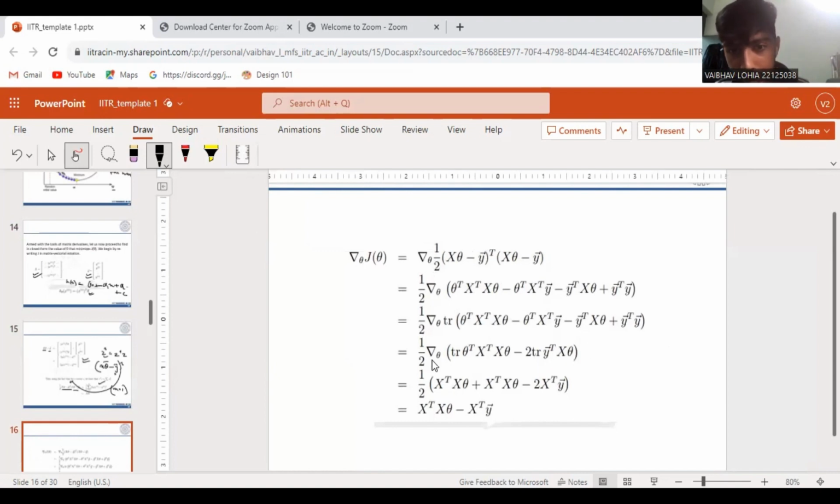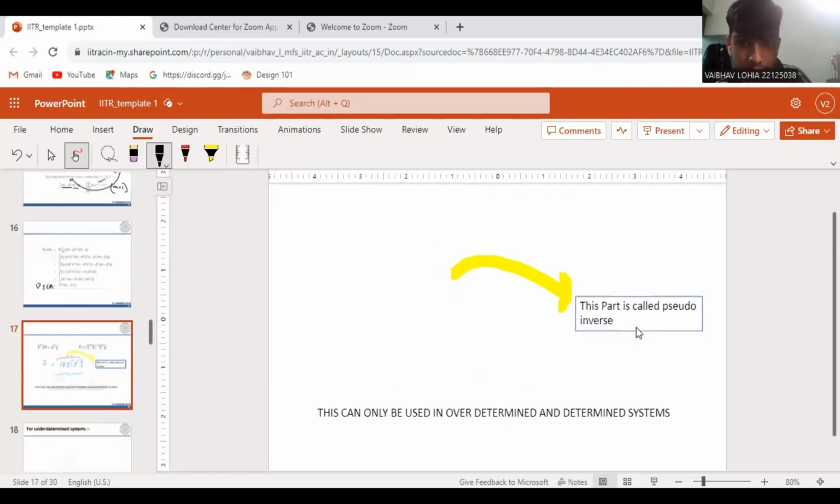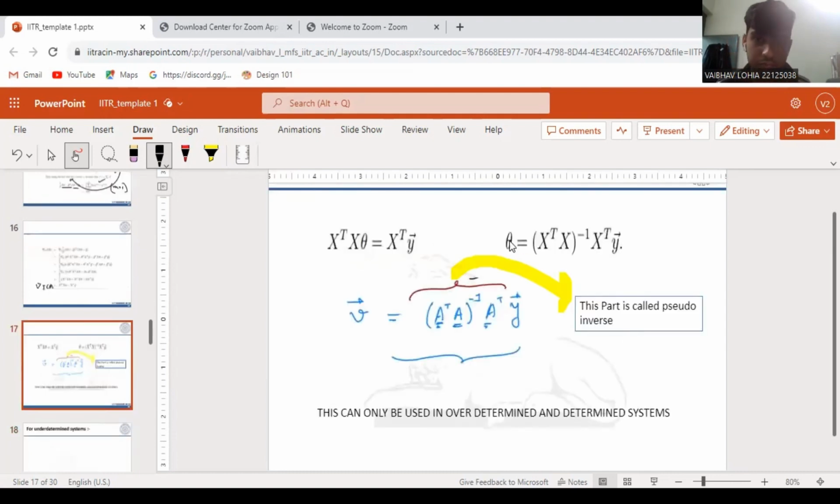By simply taking the gradient in the following step, we get the gradient of J(theta) equals this. This is a simple calculation, you can do it. So we want to find theta, which is equal to (X transpose X) inverse into X transpose into y vector, the actual values. This part we can call the pseudo inverse.